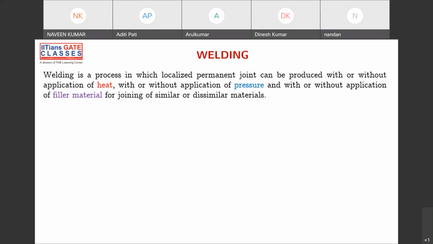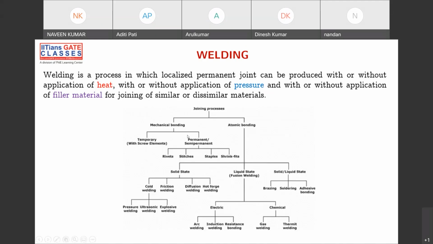Okay, fine. So this is the simple way in which the weld joining processes have been divided, categorized, right? So we have mechanical bonding, atomic bonding. In mechanical bonding, we have temporary and permanent.